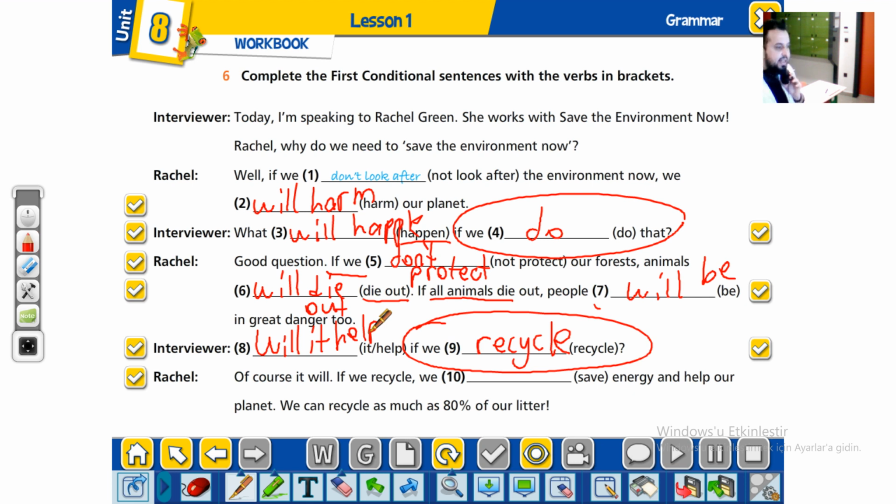If we recycle, eğer geri dönüşümü yaparsak, we will save energy and help our planet. We can recycle as much as 80% of our litter.